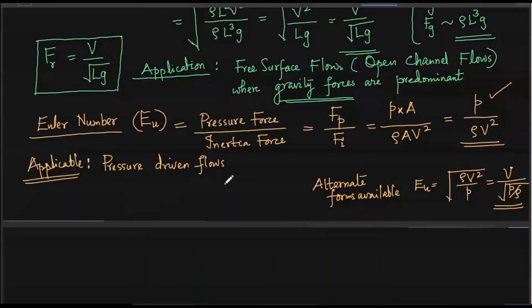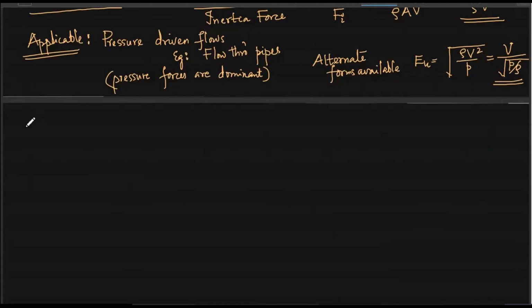Pressure driven flows. Example, flow through pipes. Basically, that's a pressure driven flow. So pipe flow is an example for the type of fluid flow problem where Euler number can be made use of. Basically, it's a pressure driven flow or pressure forces are dominant. Next one, that is the fourth one.